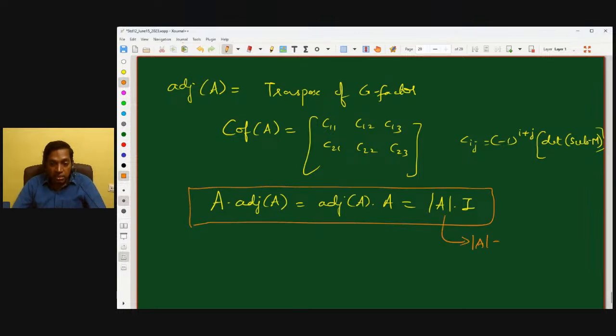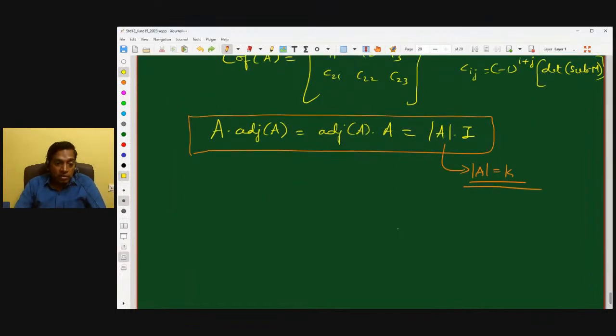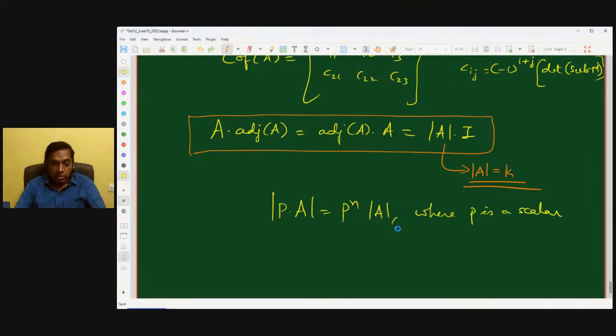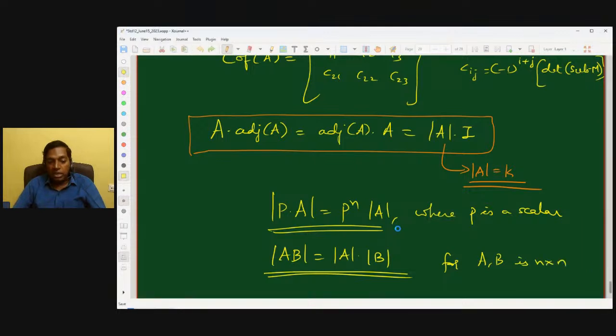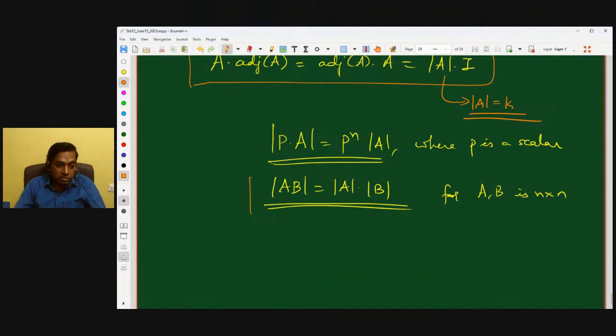Remember, determinant A is a number like K. If you're confused with too many symbols, adjoint, determinant, inverse, etc., immediately replace determinant A with a K. K is usually associated only with a scalar. Also, determinant of P times A is P power n determinant A, where P is a scalar. Scalar means just a number. N is the order. Determinant of AB is determinant A times determinant B, for A, B being n by n. This is a very, very important idea which we haven't proved and we are not going to prove.